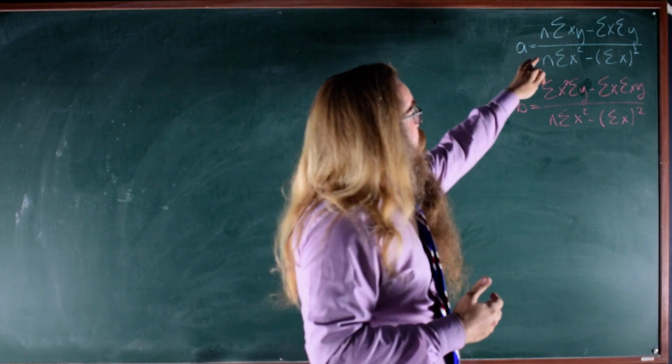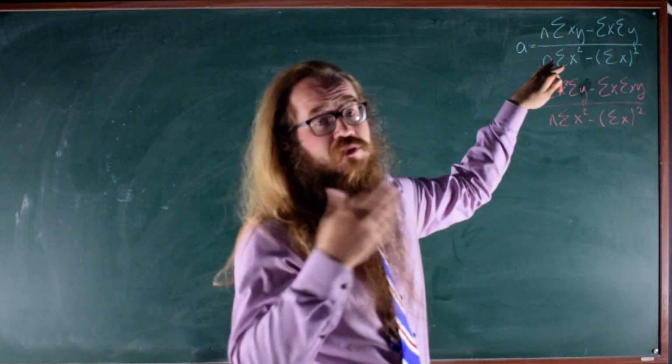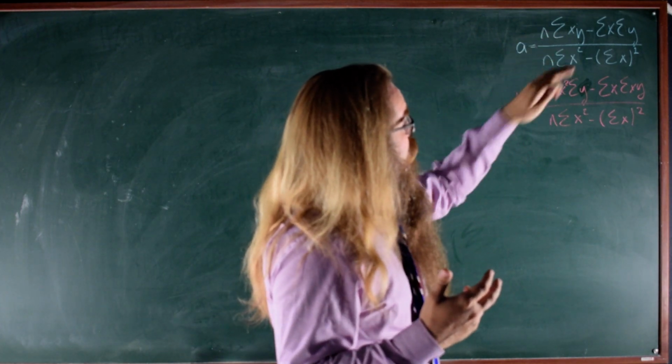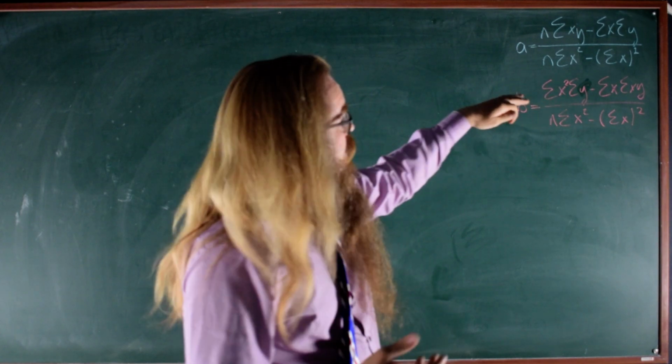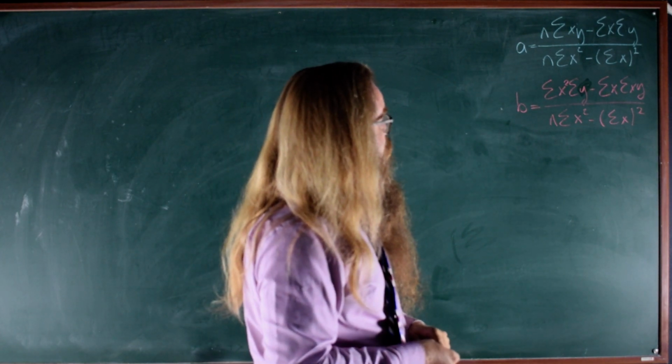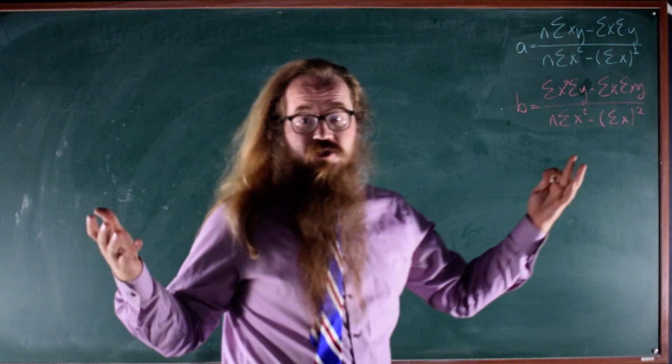So this is the sum of all the products of the x and y values for the different points. Sum of the x values, sum of the y values, sum of the x values squared, and so on. So let's just jump into it.